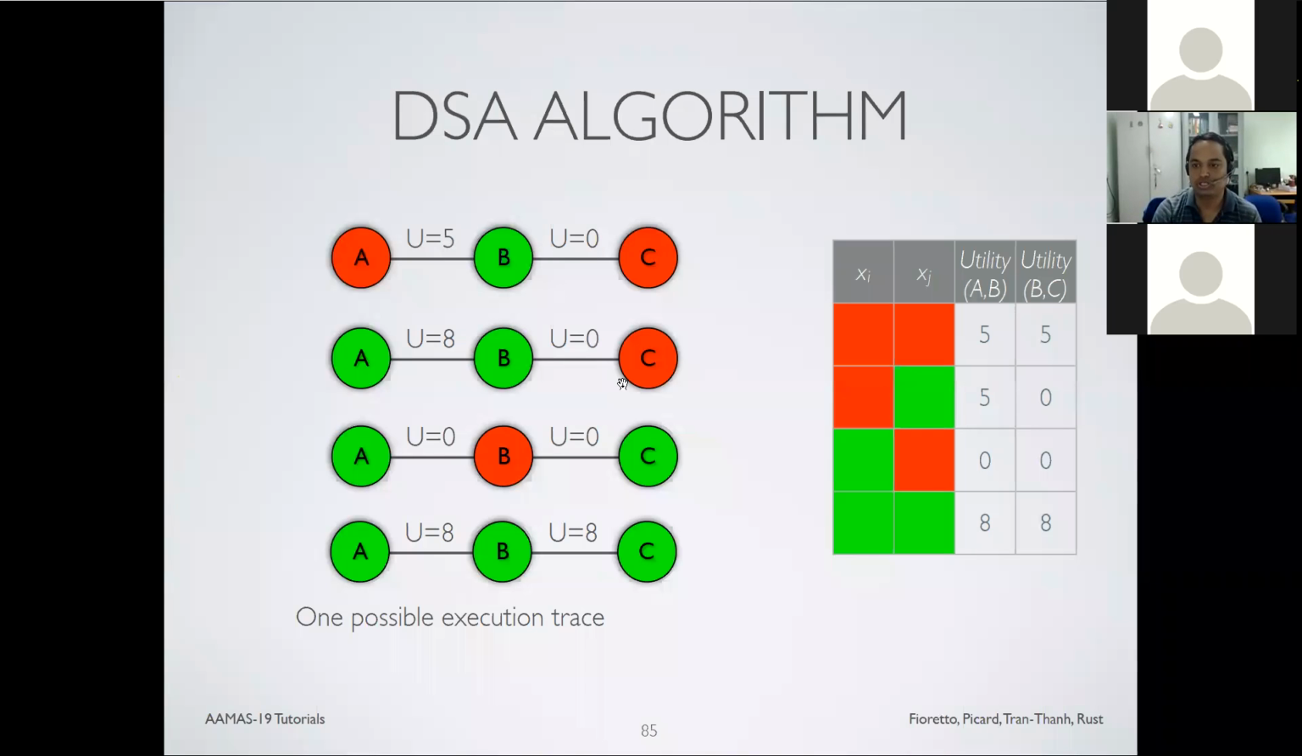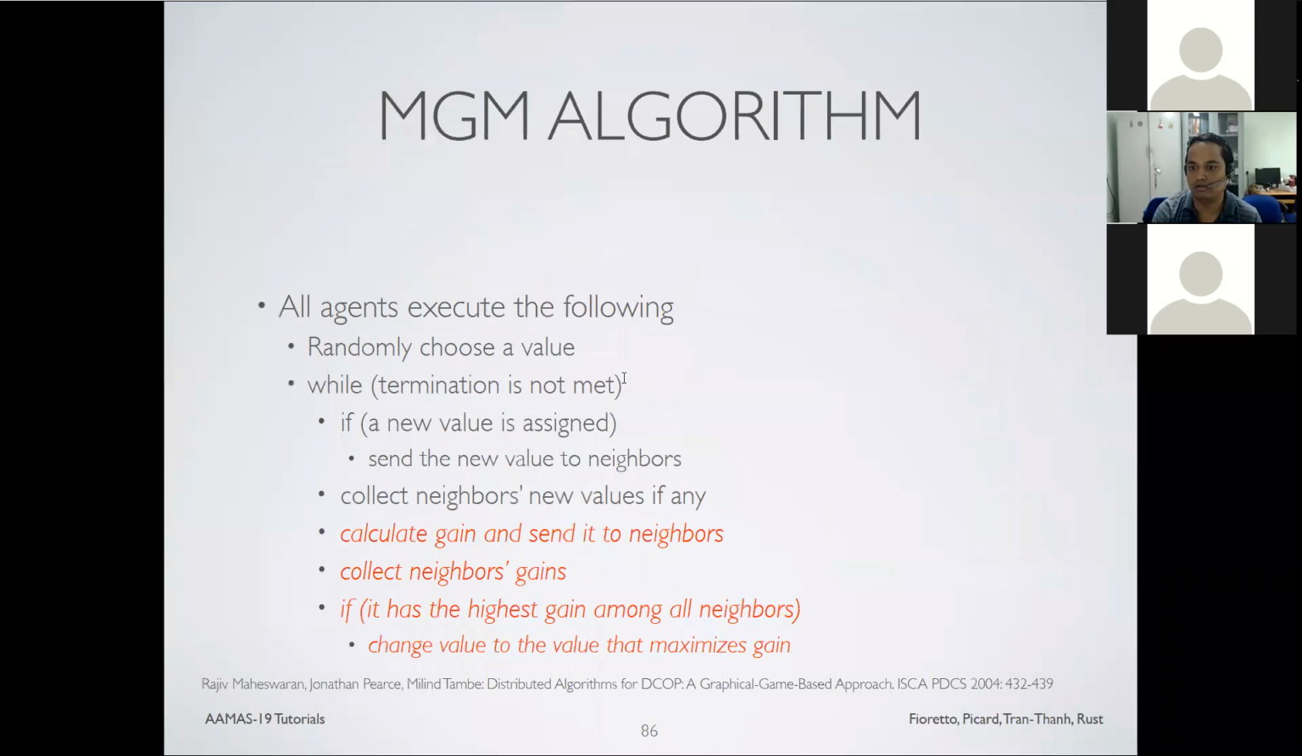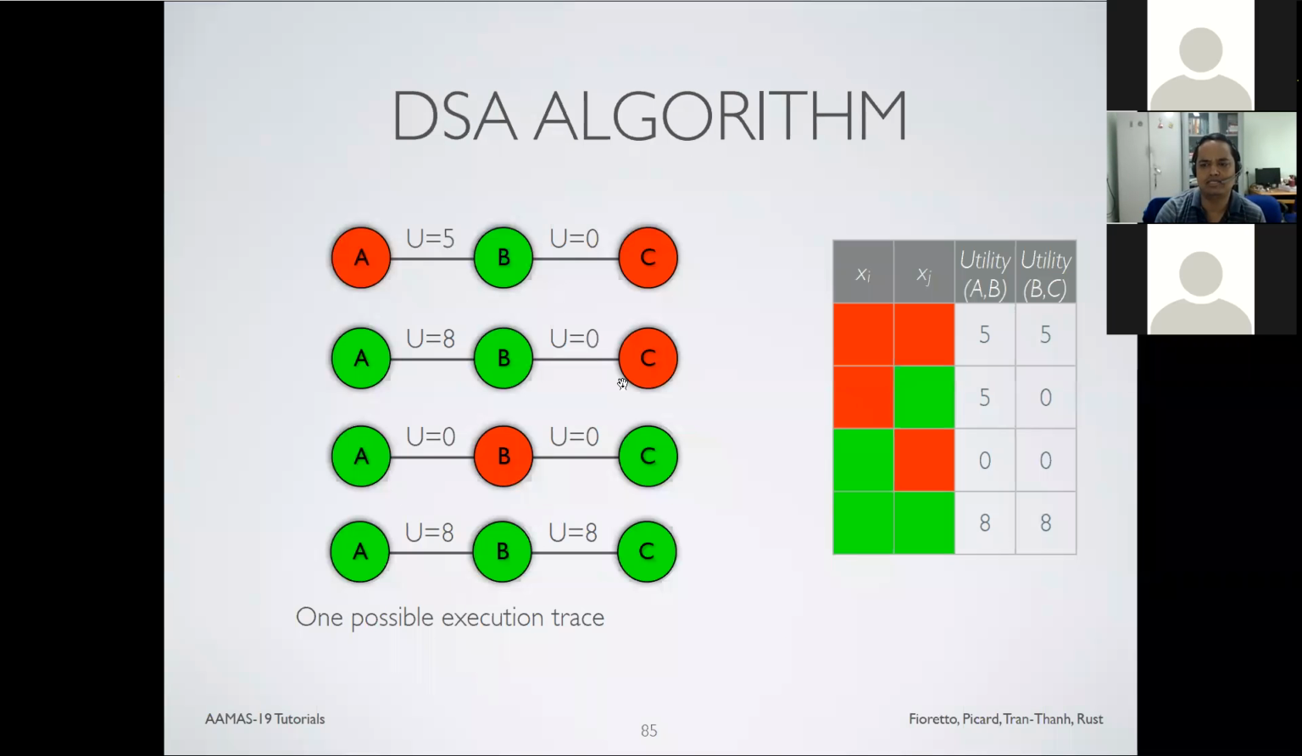So this is the idea of the DSA algorithm, and another is the MGM algorithm. The MGM algorithm is just a modification of the DSA algorithm. Here you see in the DSA algorithm, in the first iteration we got the value 5. In the second iteration we got the value 8. In the third iteration the value decreased drastically, to 0.